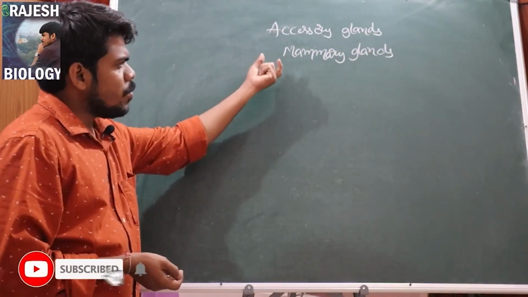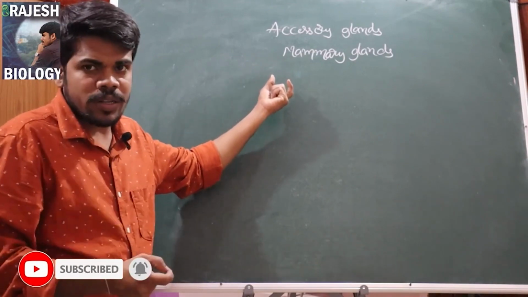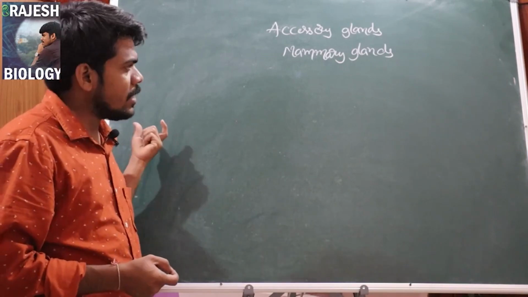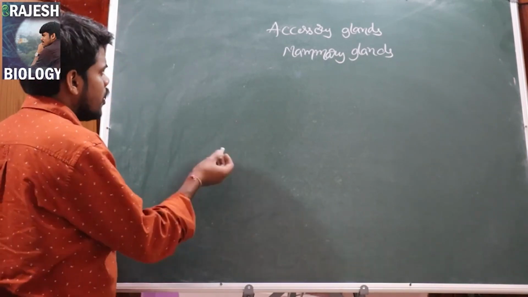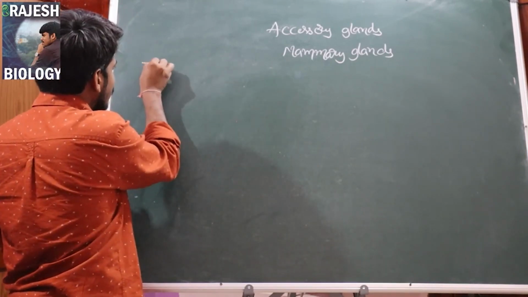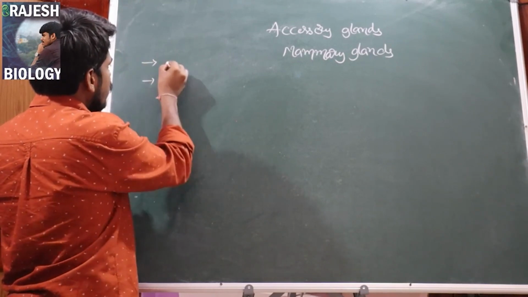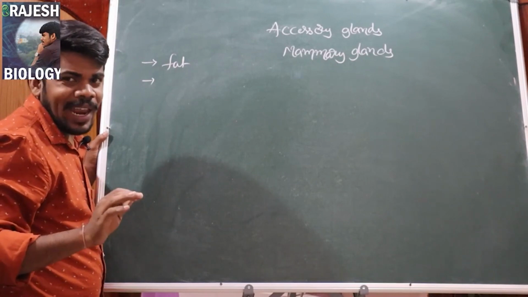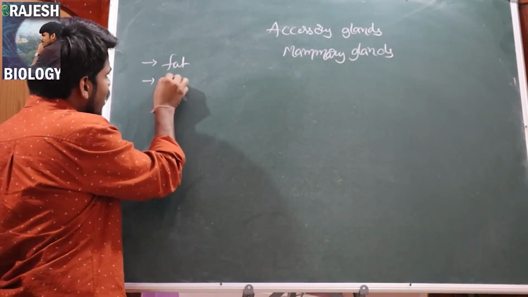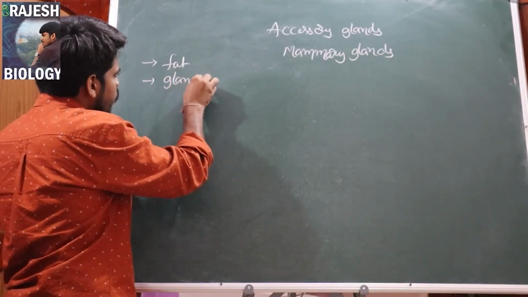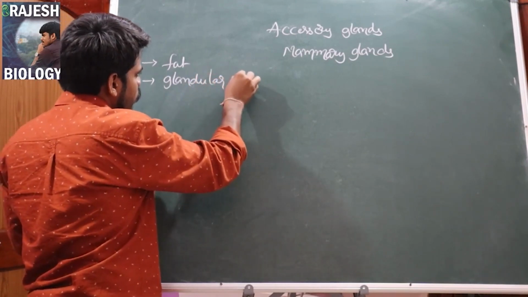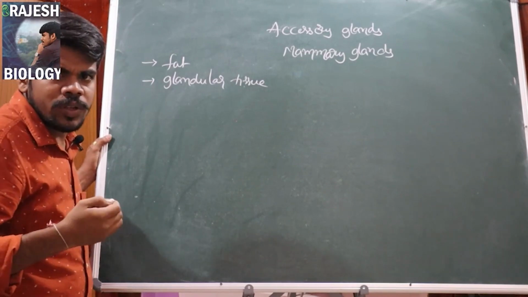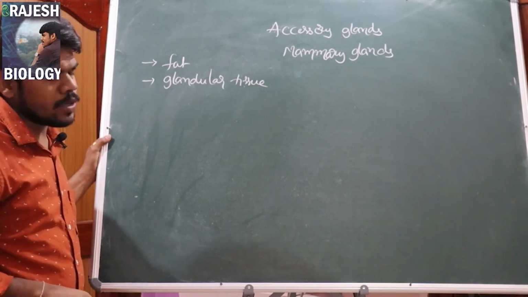So first I'll discuss the concepts and parts of the mammary glands, and then I'll draw the diagram using the same terminology. Mammary glands contain two main things: an abundant amount of fat tissue to support, and glandular tissue.